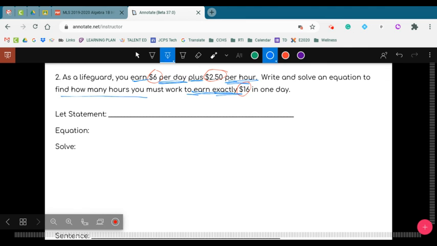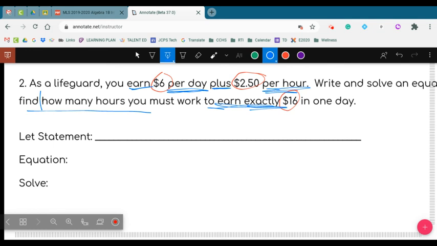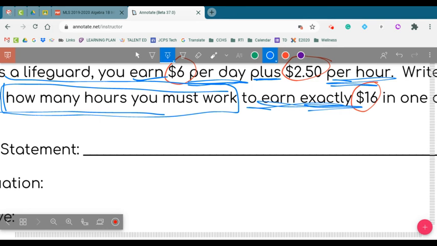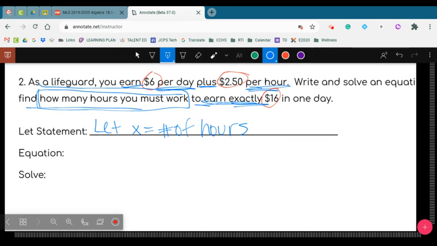So we're going to do our B. We're going to box what it is asking us to find. It's asking us to find how many hours you must work. So if you remember, our let statement is going to state what we're asked to find. It's going to be our variable. So we're going to let x equal number of hours. Your x will always be a number of something, so keep that in mind.